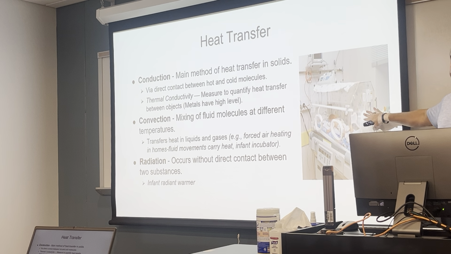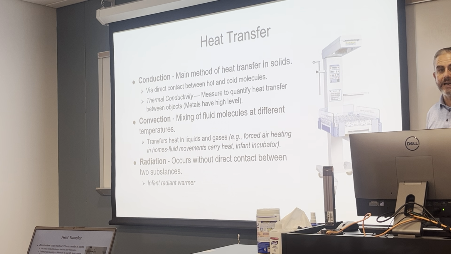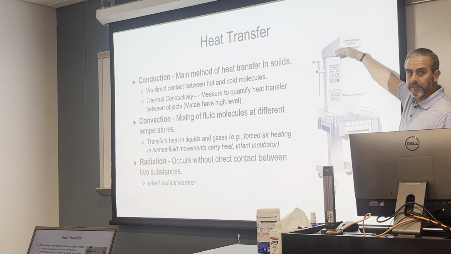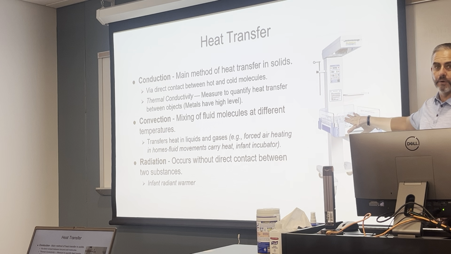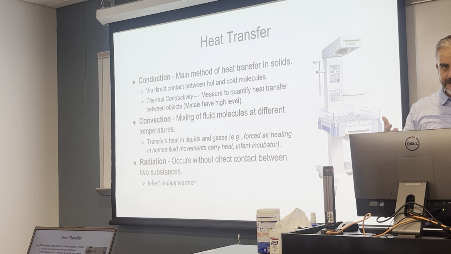Now, radiation occurs without direct contact between two substances. It is radiant energy or radiant heat. An example would be the sun and how it warms up the earth, or warms us up. In respiratory care, we can see an infant radiant warmer, where the heat from the lamp at the top is turned on and provides heat down to where the infant, the neonate, is. God bless you. So an infant radiant warmer is an example of radiation type energy. Again, the transfer of heat.